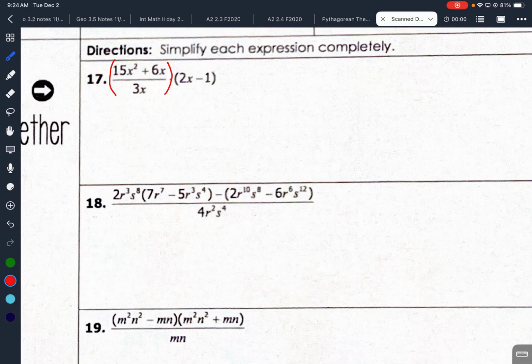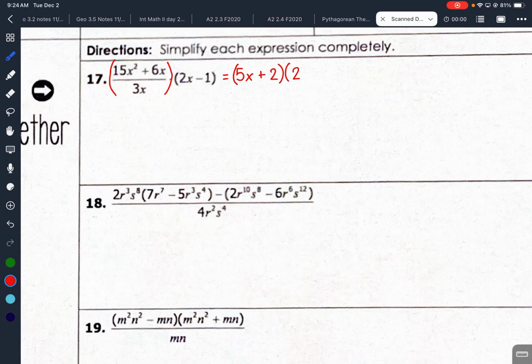That numerator, can I combine any of those? Do they have like terms? No. Okay, so we're going to have to multiply, but we probably should reduce the fraction first. So we're going to look in my red parentheses and just do the problem. So 15x squared divided by 3x is what? 5x to the what? First. And then positive 6x divided by 3x is what? 2.